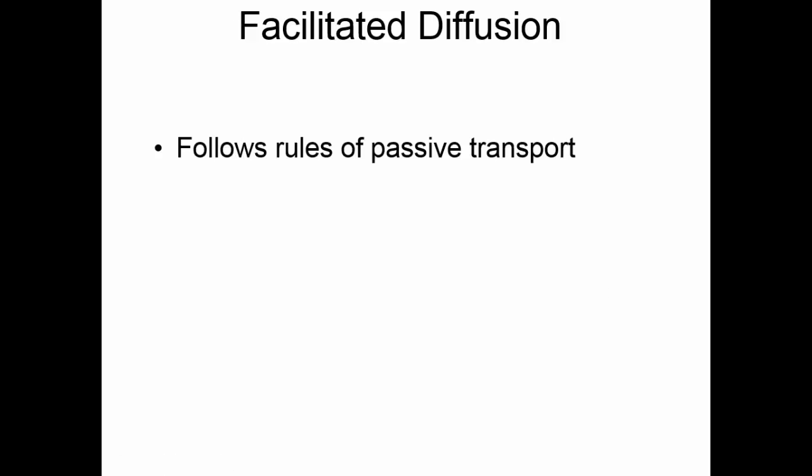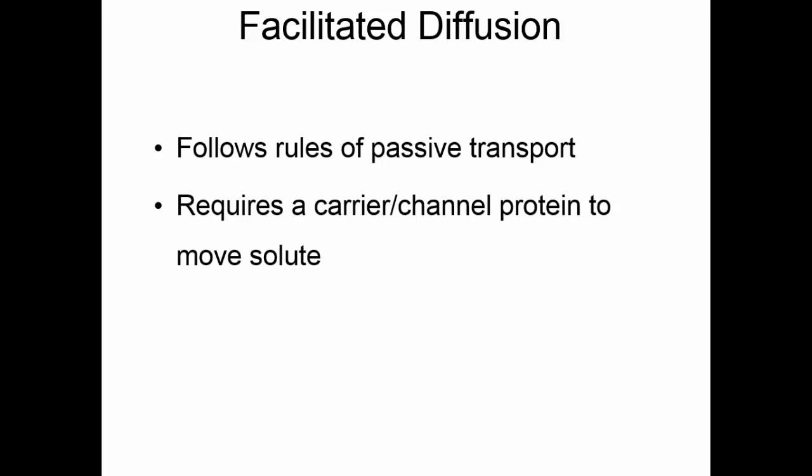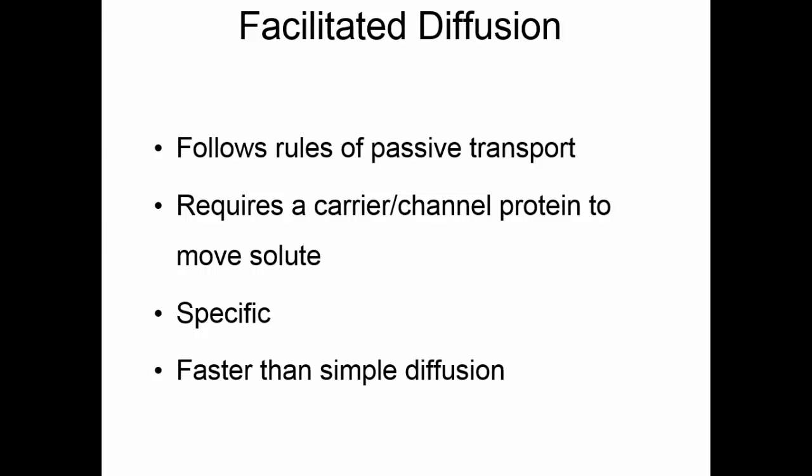Facilitated diffusion still follows the rules of passive transport. We're still going from higher to lower concentrations of the molecule. But we're going to use a carrier channel or a carrier protein to move the solute. Because these carriers and channels are protein, they're going to be somewhat specific. Proteins are involved in molecular recognition. Also, facilitated diffusion occurs faster than simple diffusion simply because there's a doorway for these molecules to get through.